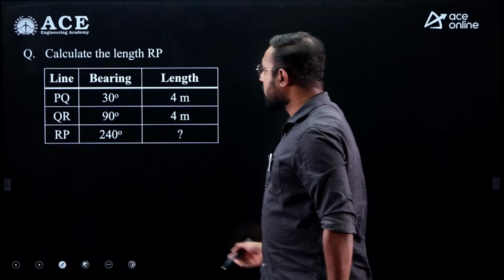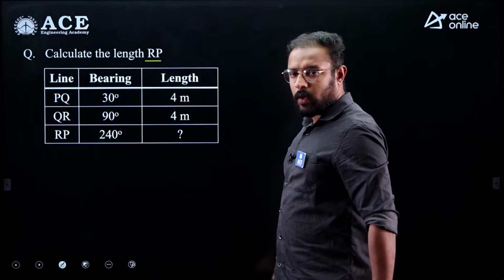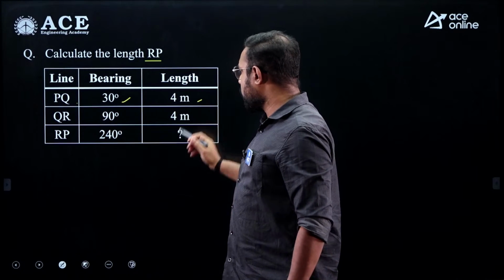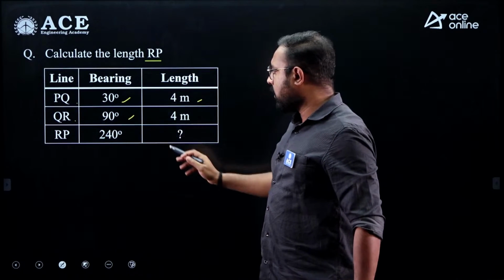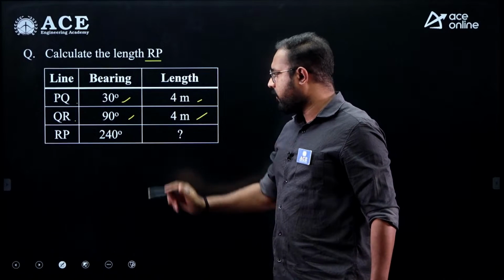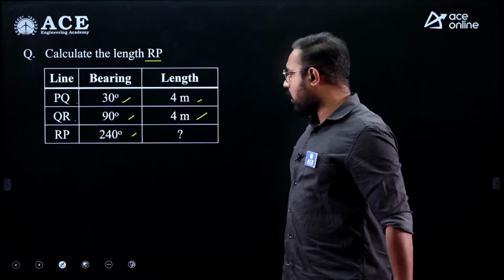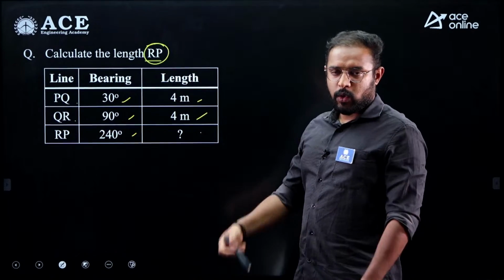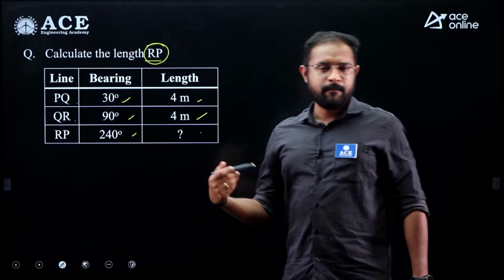Next, calculate the length of RP. They have given us some data here. PQ has a bearing of 30 degree, length 4 meter. Next line QR has a length of 4 meter with a bearing of 90 degree. RP has a bearing of 240 degree, but the length is not given, so there is a missing length. So is this question from omitted measurement? Yes.